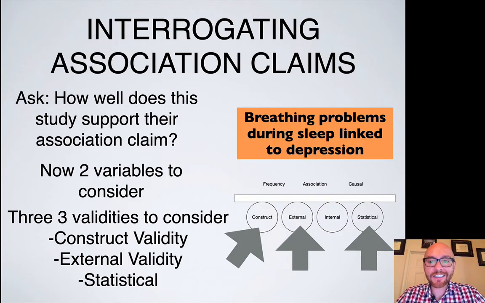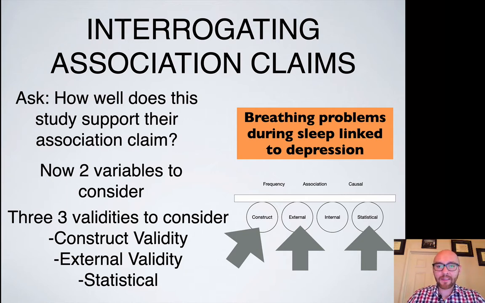And now we move on to interrogating association claims, right? So now we're specifically focusing on two variables. We have two variables to assess now. Before we only had one variable, now we have two variables, and now we have three validities to consider. So before, we didn't have to worry about statistical validity because you're only reporting percentages, frequencies. When you're reporting associations, you have to have at least a correlation. That requires a statistical test, so keep that in mind. So now we're assessing construct, external, and statistical validity.